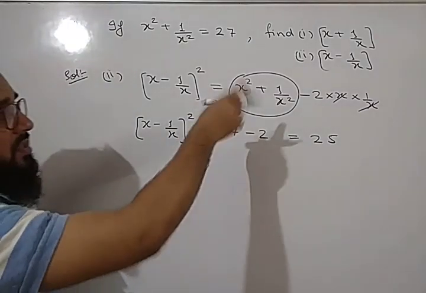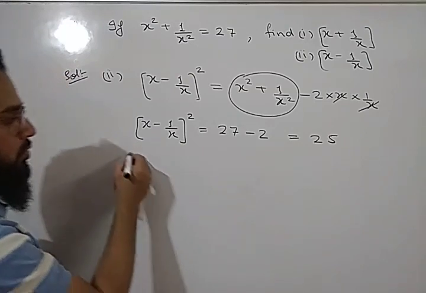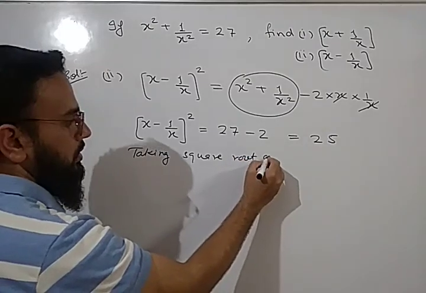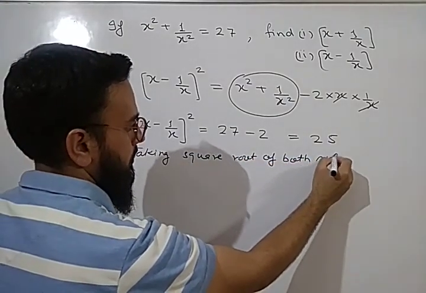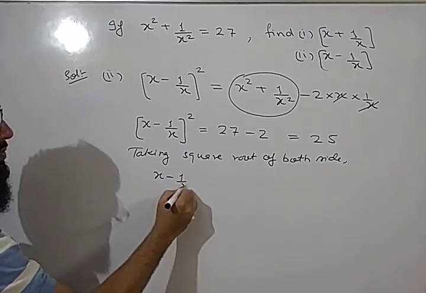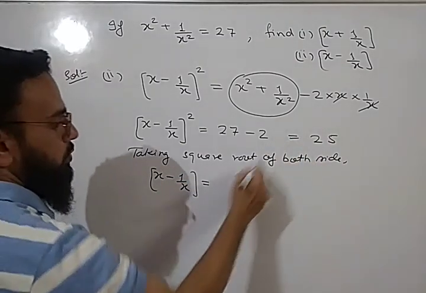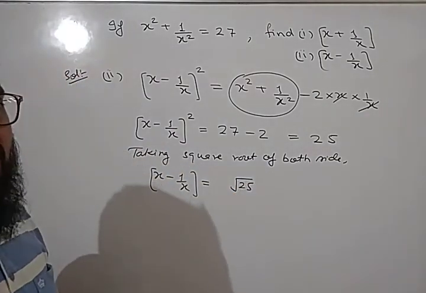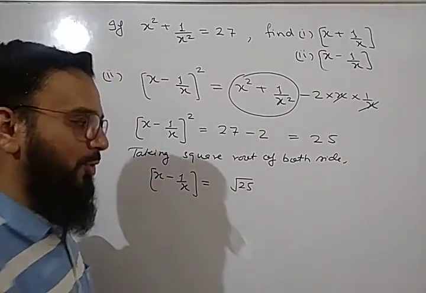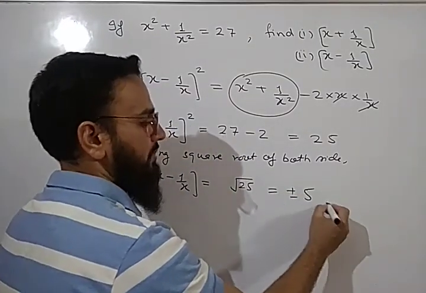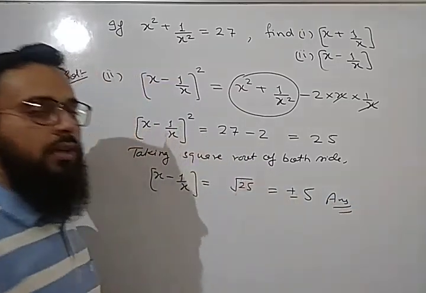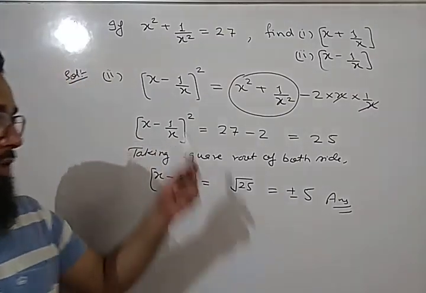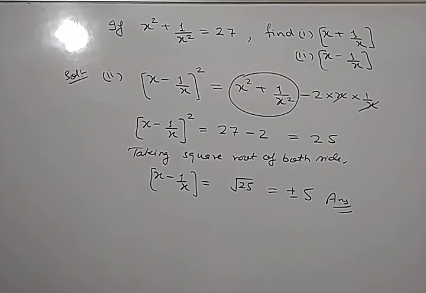And you have to find x minus 1 upon x only. So again, taking square root of both sides. What will happen? x minus 1 upon x will be equal to square root of 25. And what is the square root of 25? It is plus minus 5. You will use both the signs, plus minus 5. This will be your answer. You will not write only 5, you will write plus minus 5. Okay, so in this way you can solve these types of problems.